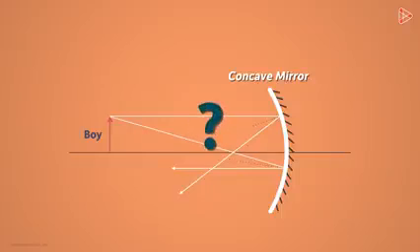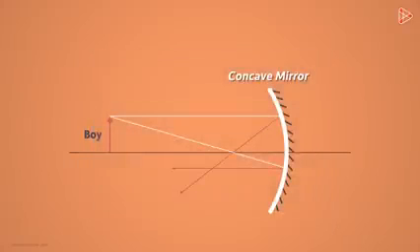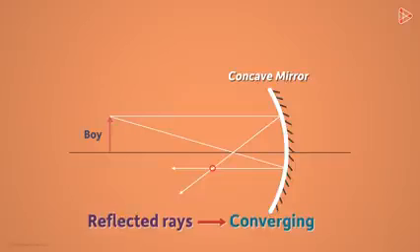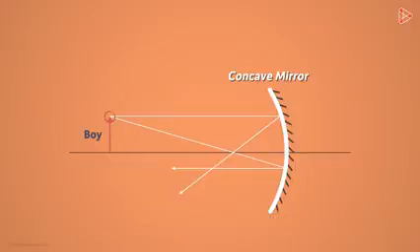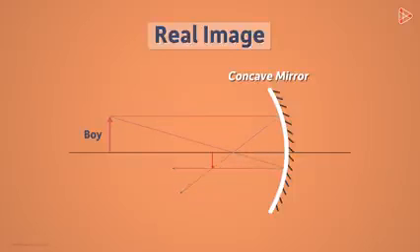What difference did you notice here compared to the plane mirror reflection? In the previous case, all the reflected rays were diverging. Yes, here all the reflected rays after reflection are intersecting each other at this point, or we can say that they are converging at this point. And the image of the top of the arrow is formed at this point. And we can do something similar for the remaining points of the object too. We get this image. This is called a real image. It is the image formed when light rays converge after reflection from the surface.